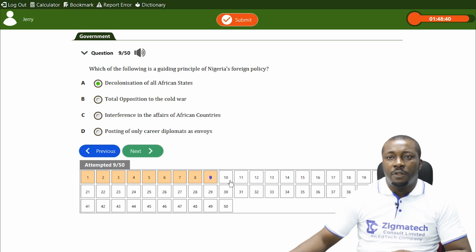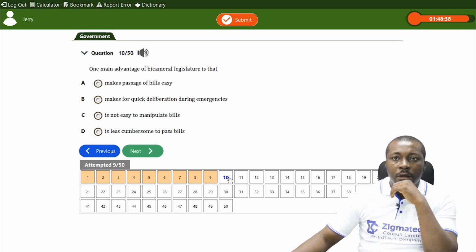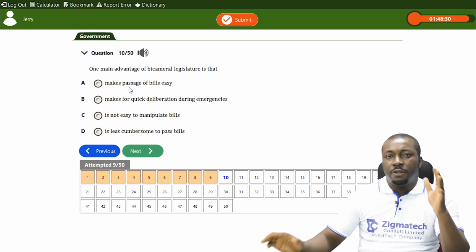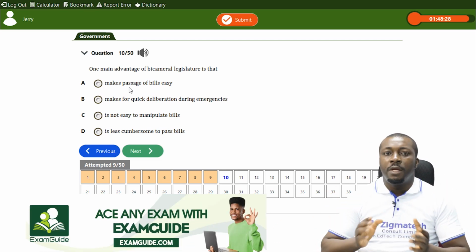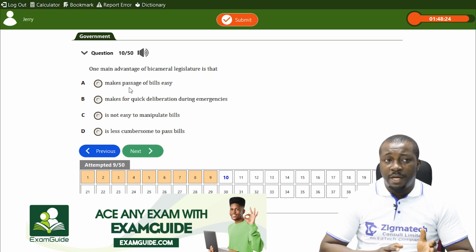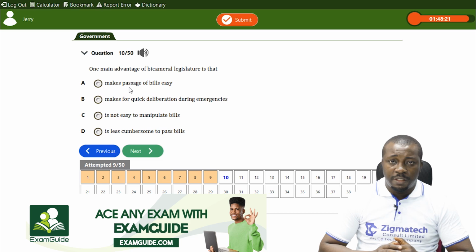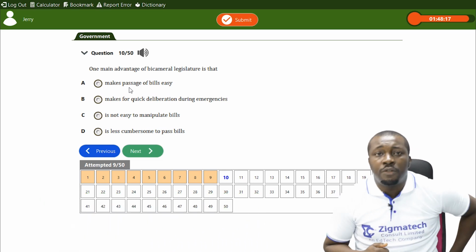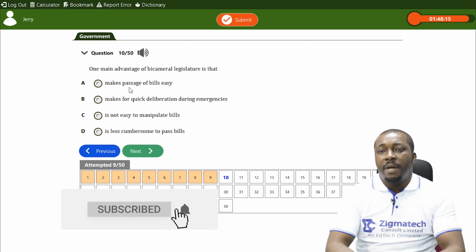Now, let's look at this question. This question says, one of the main advantages of bicameral legislature is that, remember, bicameral legislature refers to two-chamber legislature. Example, in the Nigerian National Assembly, we have the Senate and the House of Representatives. These two make it a bicameral legislature. And it tests your knowledge on why countries adopt bicameral legislature.